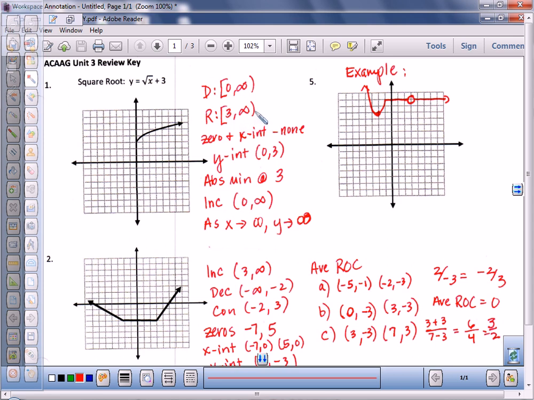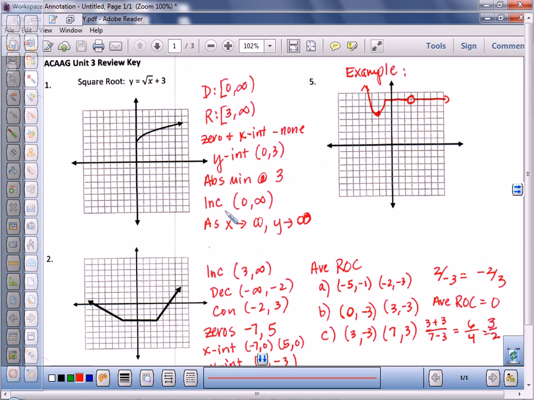because I shifted the entire function up 3 units, the range is from 3 to infinity. There are no zeros or x-intercepts, are there? When I shifted it up, it doesn't touch the x-axis at all. So there are no zeros or x-intercepts. We do have a y-intercept at the point 0, 3. This problem does not have an absolute max because it continues forever. But it does have an absolute min, and the minimum value occurs when the function has a value of 3. You could put it occurs at the point 0, 3.